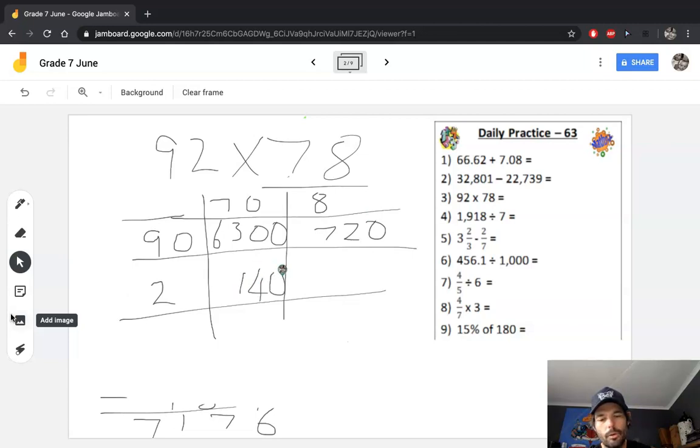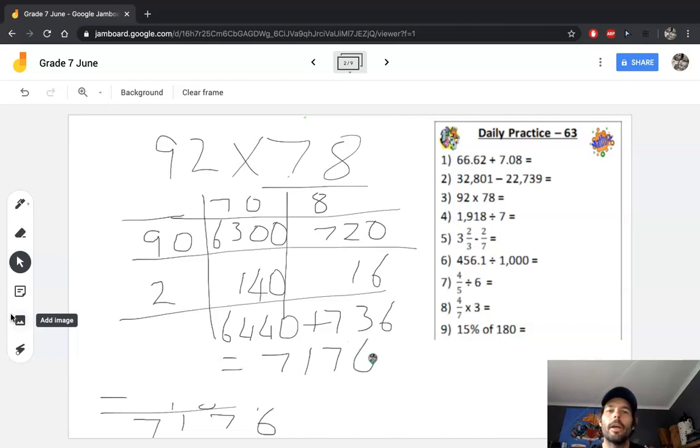70 times 2 and 8 times 2, and then if I add them together I'll get 6,440. I get 736, and then I need to add these two together, and if you add those two together you get 7,176. Okay, so all three methods work out there.